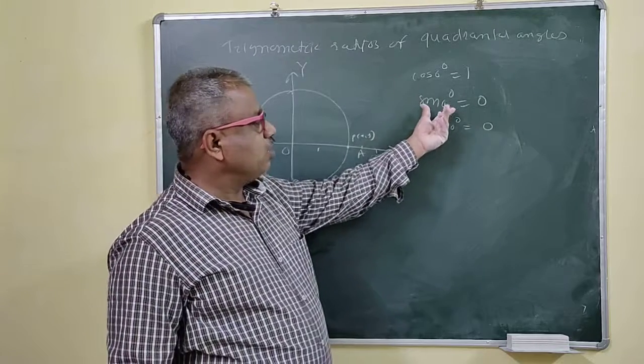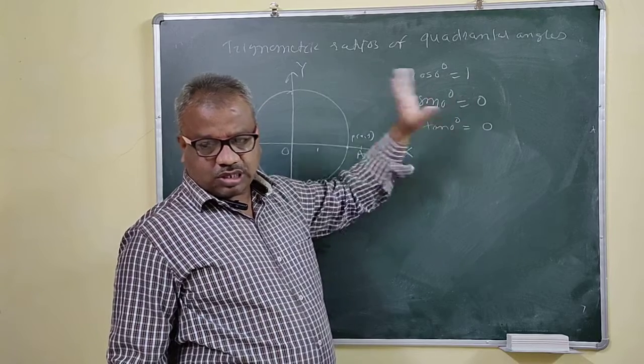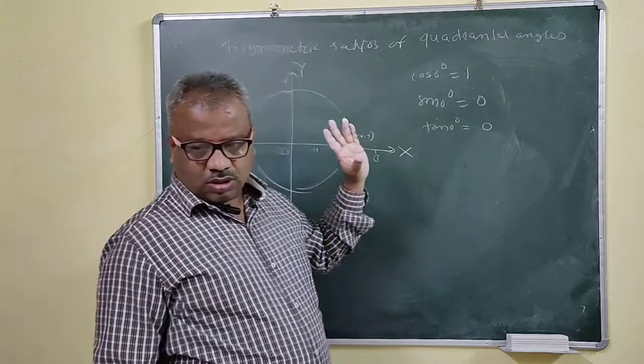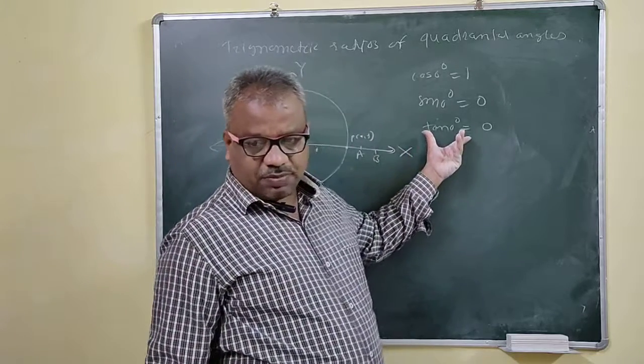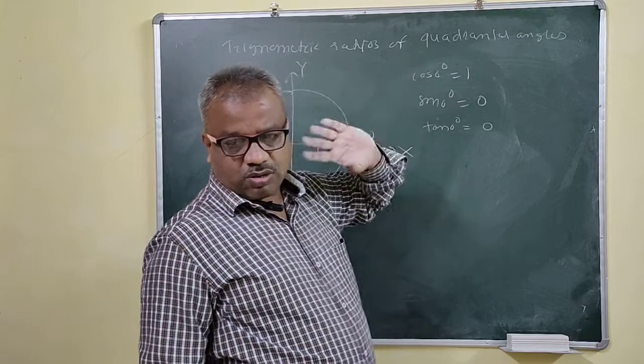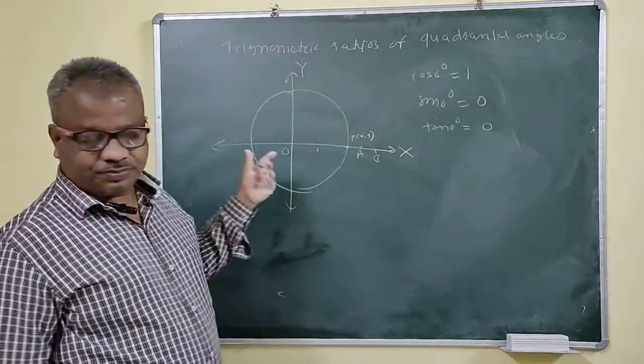So obviously the cosec does not exist, because this is 1 upon 0. Cosec 0 does not exist, right? Similarly cot 0 also does not exist. So that means it is infinity. This is also the reciprocal of this. So now sec 0 is what? 1, right? So these are the trigonometric ratios of these angles, right?